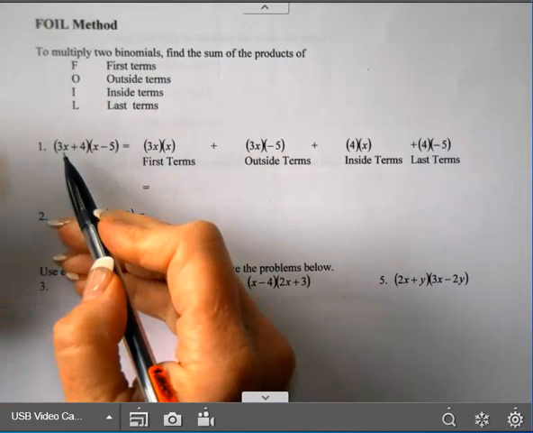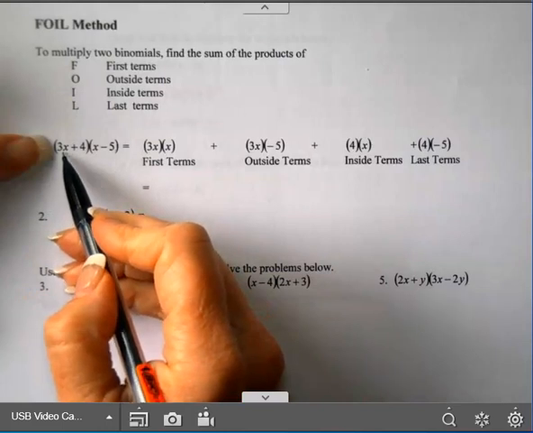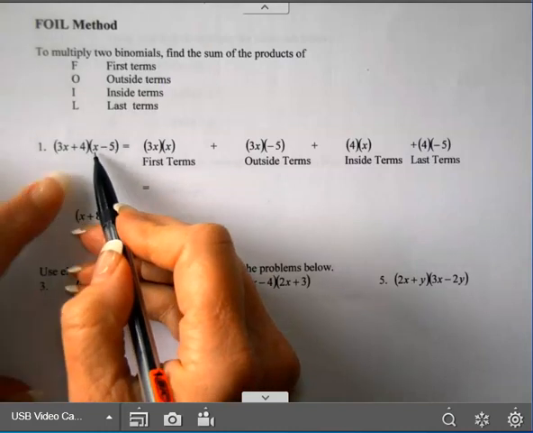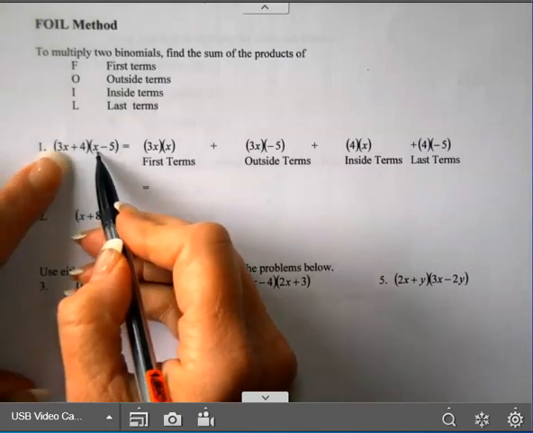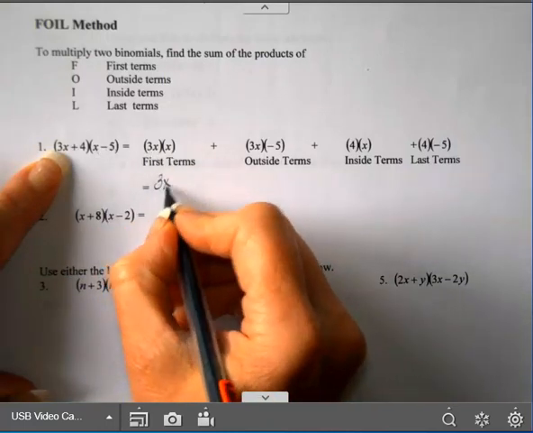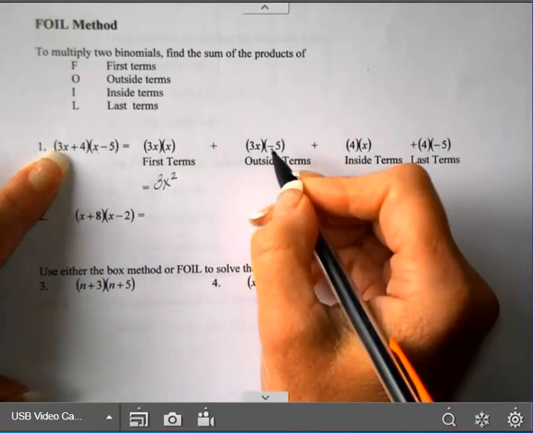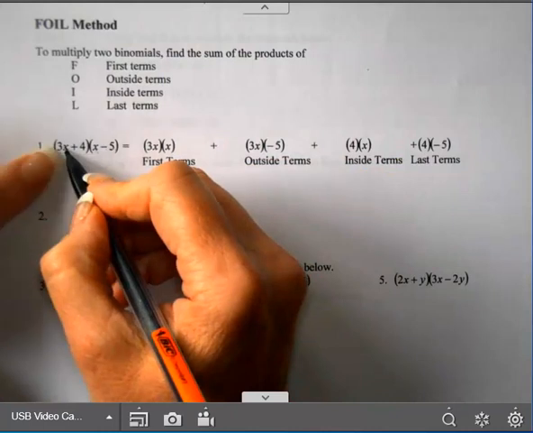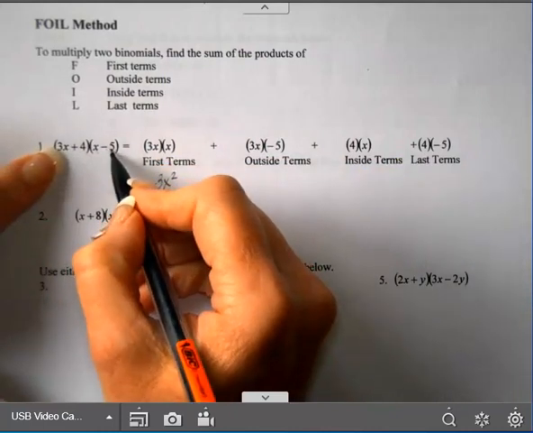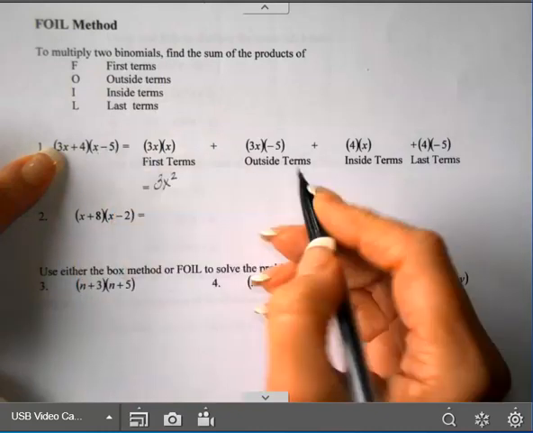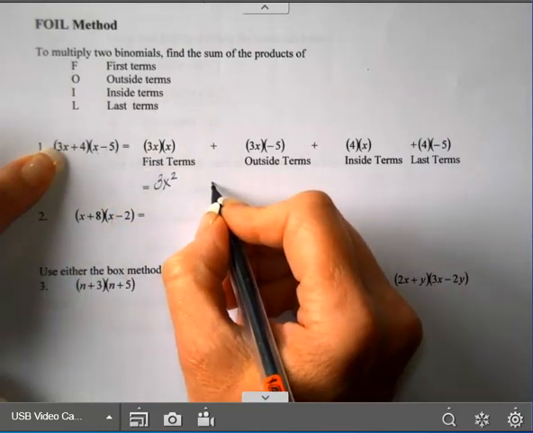Okay, so for this first one, I have 3x plus 4 times x minus 5. My first terms are the first term in each parenthesis, so that's the 3x and the x. I multiply those together, and that would give me 3x squared. My outside terms are the furthest on the left and the furthest on the right, so the ones on the very outsides. When I multiply those terms together, I get negative 15x.